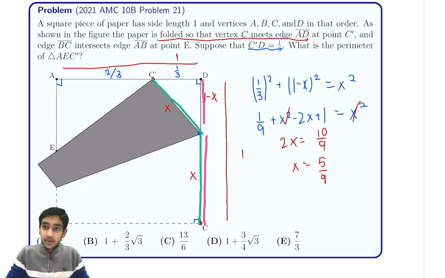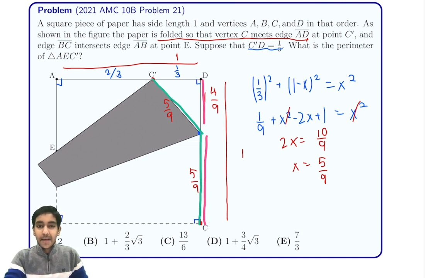Then we substitute x into our diagram. We get that this will be 5/9 here, and this will be 5/9 too, and this will be 4/9. So now, how do we relate that to the side lengths of AEC prime?